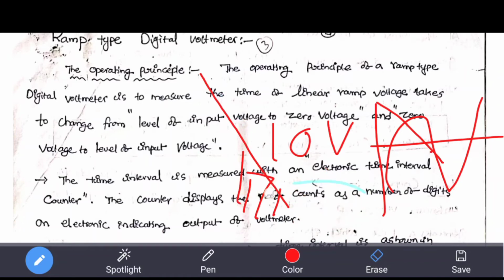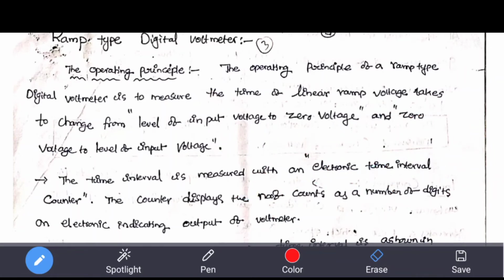The operating principle is, first the linear ramp touches the highest point, after that it goes to 0 voltage, and this is the 0 voltage level of the input voltage. During this interval, the time is measured by an electronic time interval counter.